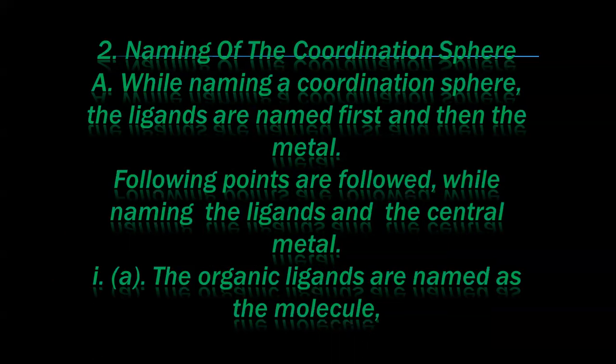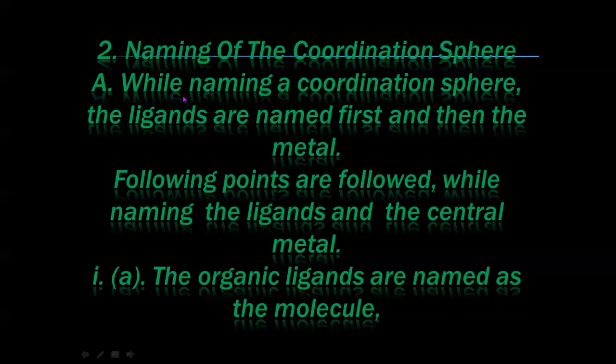Next rule is naming of the coordination sphere. In the above examples, we have written the names, but till that stage, we were discussing the rules of how to write the ions or molecules. Now, if a coordination compound or a complex exists in an ionic form, then how to write the name of the coordination sphere? For that also, we have certain rules, framed by Werner, and we have to follow them.